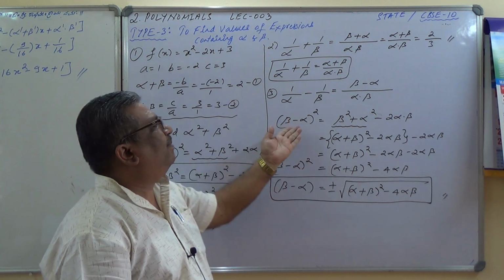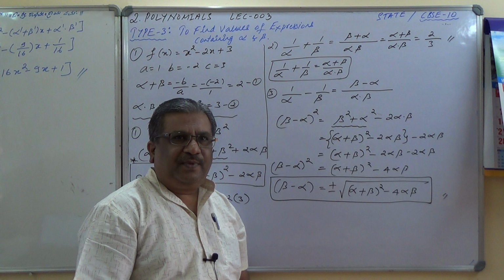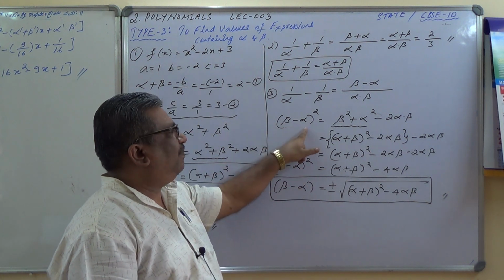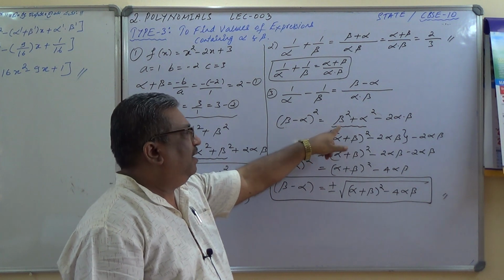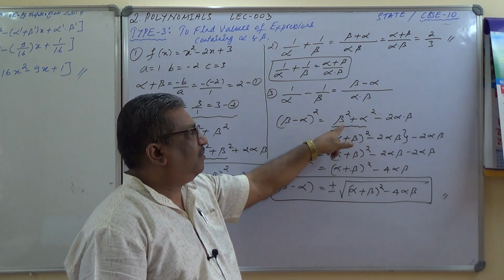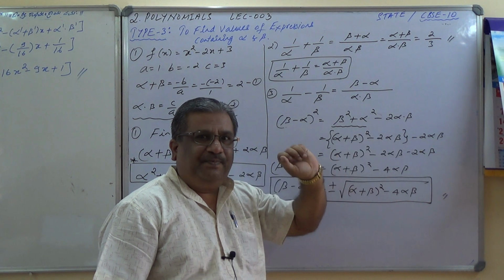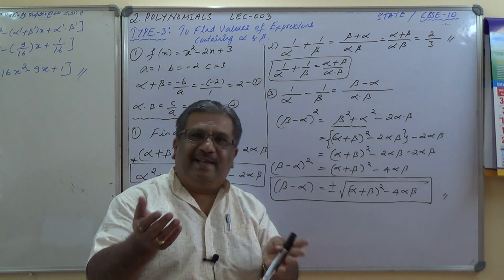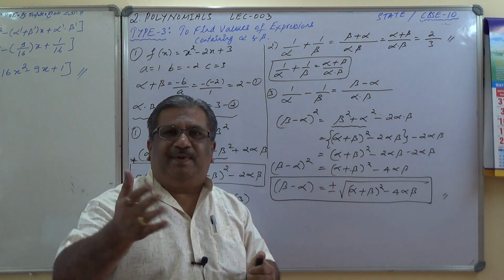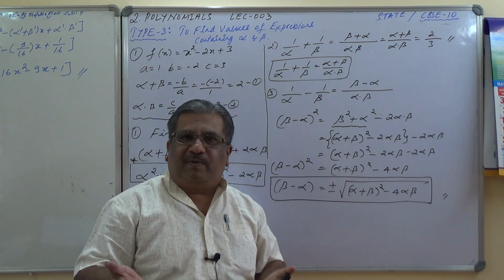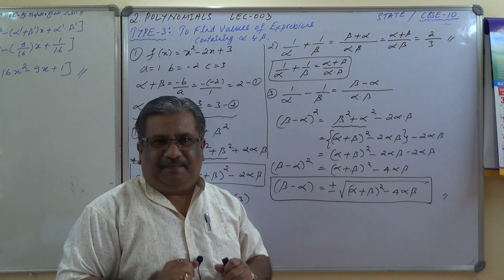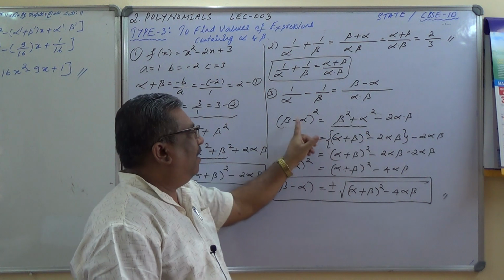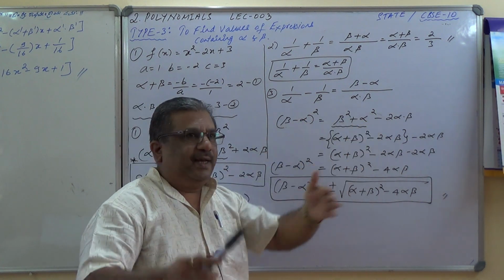What about (alpha minus beta) the whole square? Is it going to be a change here? Even if it is (alpha minus beta) the whole square, it is alpha square plus beta square minus 2 times alpha beta. The expansion, see dear students, so interesting. Whether it is (a minus b) the whole square or (b minus a) the whole square, the expansion is the same there. Are you able to understand? So (beta minus alpha) the whole square or (alpha minus beta) the whole square, the expansion is same.